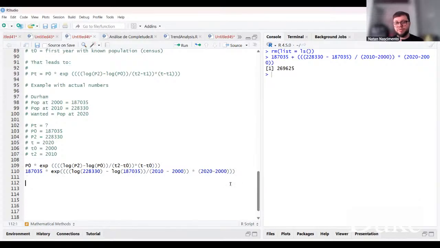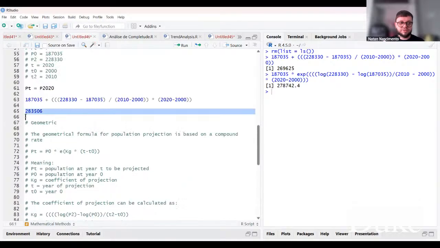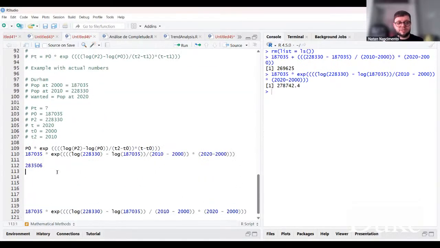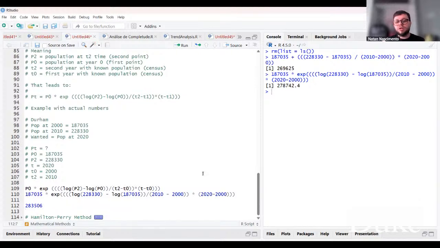A little bit confusing, I know, but once we do that, we will get the population that is 278,742. This is way closer to the actual number. That indicates that Durham's population is expected to grow more at a compound rate rather than a linear rate. In this case, it will be better to use the geometric one. How do we know that?